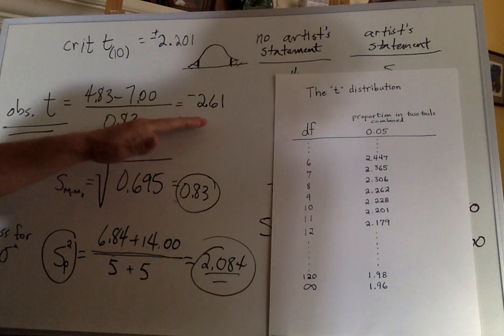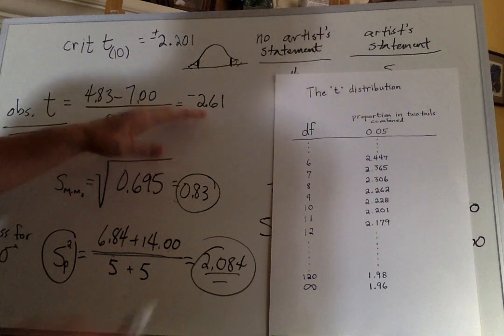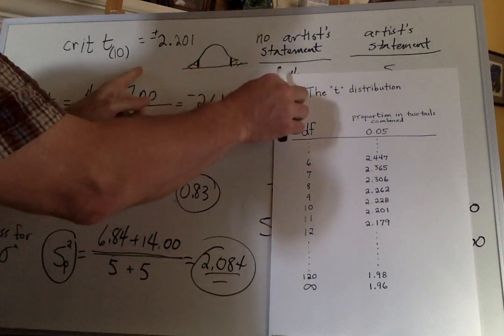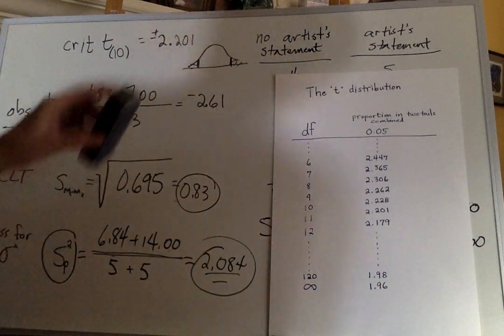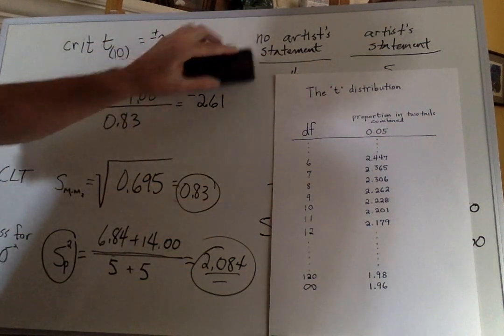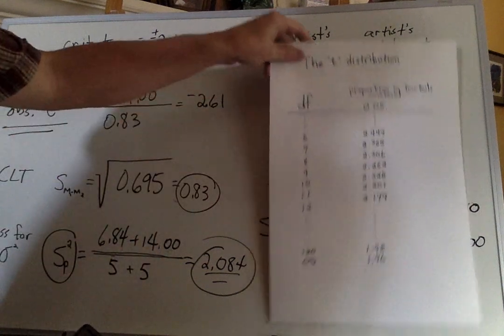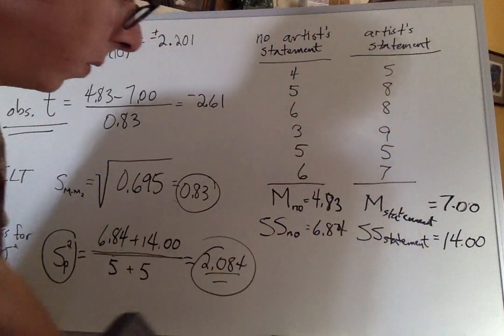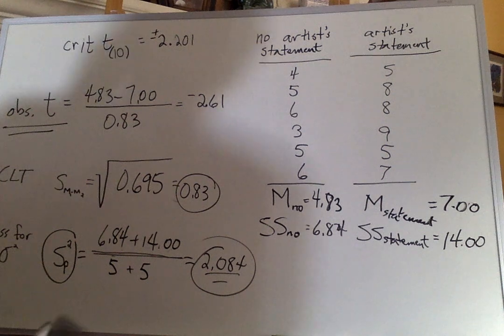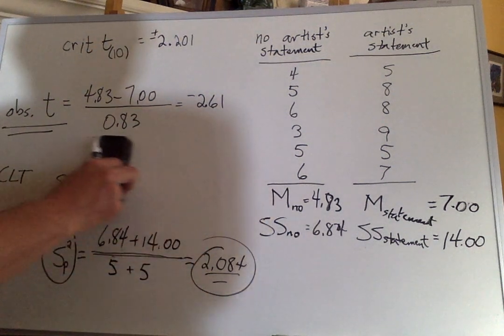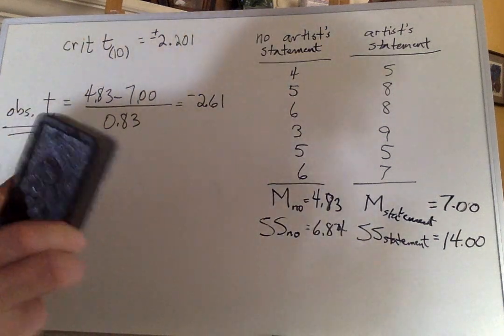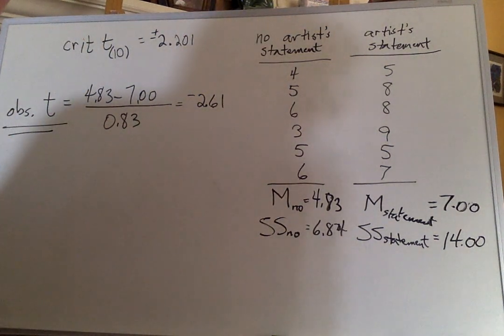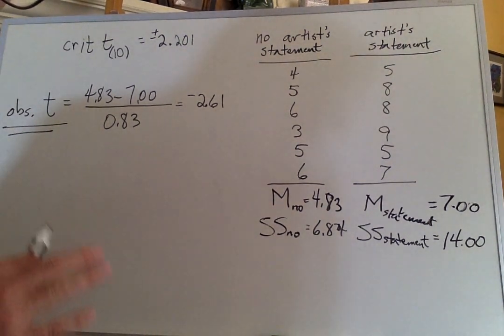If our observed number goes beyond this critical value, then we reject the null, okay? And it doesn't matter if it's positive or negative. So, what we're going to say here is, I'm going to erase this. Make sure you do those computations. We'll do another example in the next video, but make sure you get these numbers.